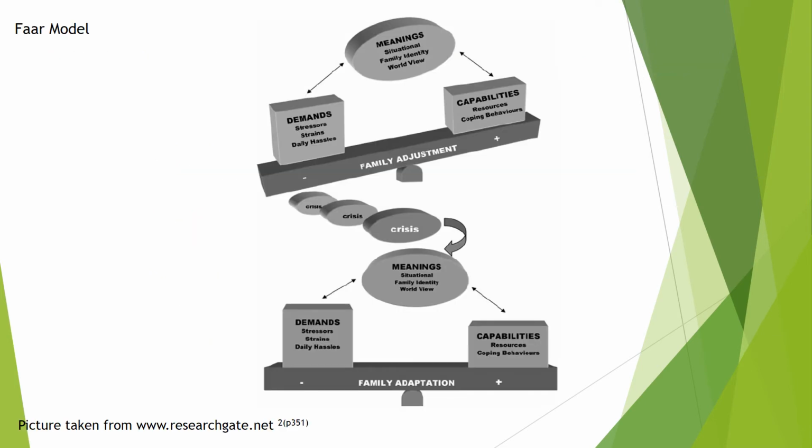This slide shows a visual aid of the FAR model. The upper part of the model shows the adjustment phase, then how the crisis will build up to the lower part of the model showing the adaptation phase. This is an appropriate visual aid that shows the seesaw effect of the adjustment phase leading to the leveled out adaptation phase. This model shows the family definition or the meaning of the situation and how they view the world.